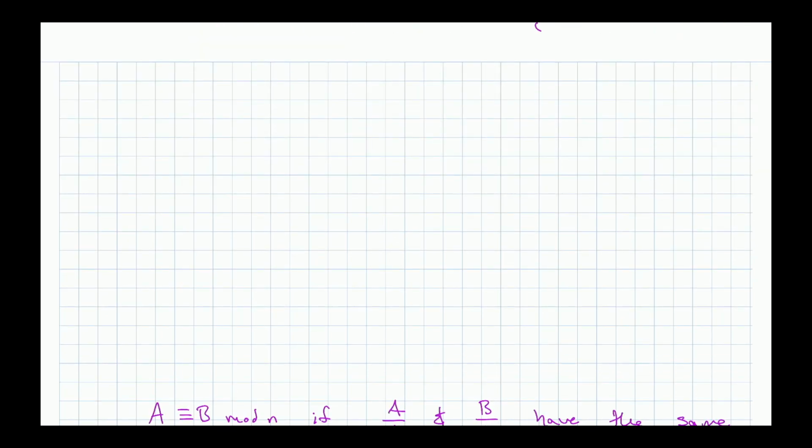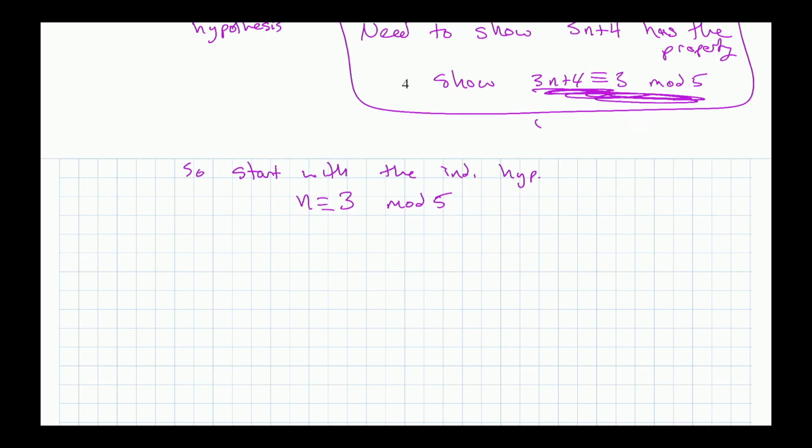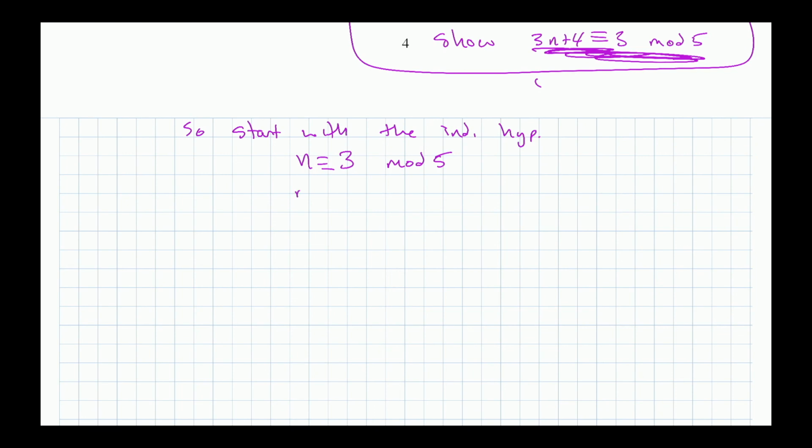So we start with the induction hypothesis: n is congruent to 3 mod 5. And then what we're supposed to do is get to this. Well, that's easy, right? We can use normal algebra rules. We take this, which is congruent to 3 mod 5, and multiply both sides by 3. We get 3n equals 9 mod 5.